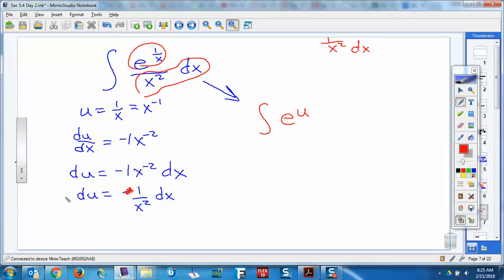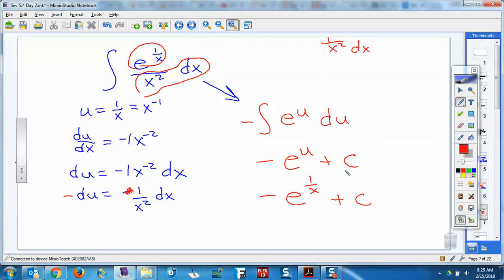Well, I can just divide both sides by a negative, right? And I can get that over there. So look what you got. You got 1 over x squared dx right here, and you got 1 over x squared dx right here. So that can be replaced with a negative and a du. And look what happened. It's now a simple antiderivative right from page 333. Okay, so the antiderivative of e to the u is e to the u, the negative stays there, plus c, and now we put our 1 over x back in, negative e to the 1 over x plus c. Okay, and that's our answer.